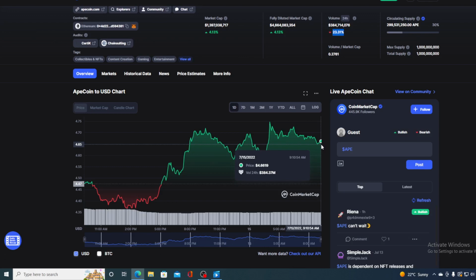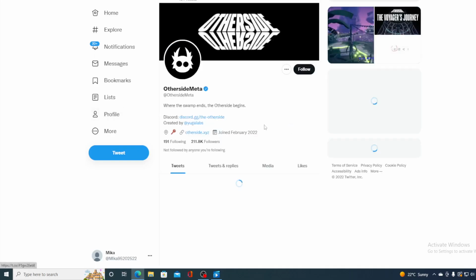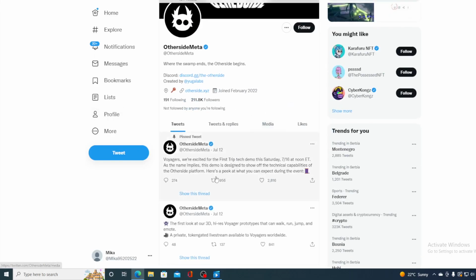And now, first of all, let me get back to the news that I wanted to share with you. Take a look at this tweet from Other Side Meta, guys. Voyagers, we are excited for the first trip tech demo this Saturday, 16th of July at noon ET. As the name implies, this demo is designed to show off the technical capabilities of the Other Side platform.